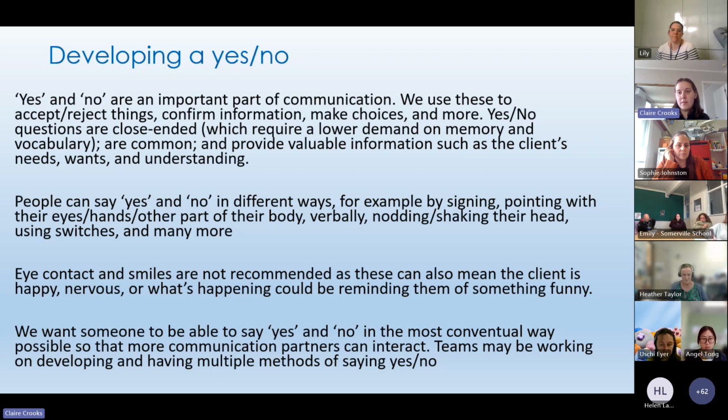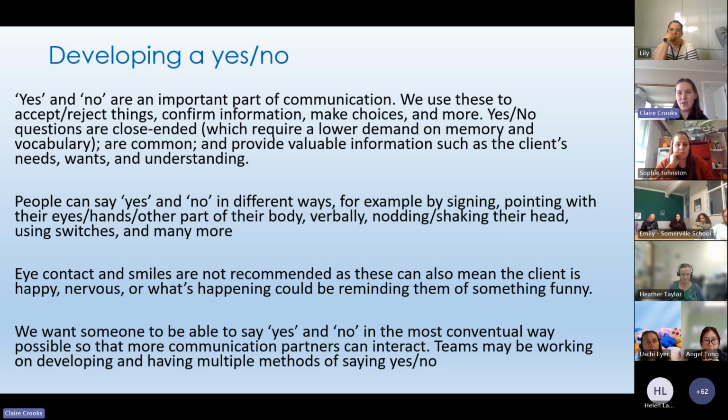It's a really common thing, and it means that anyone is able to communicate and interact with someone as they get older if they've got a yes and no. There's a whole range of different ways someone can say yes and no. There's no right or wrong. It's just whatever suits that communicator.